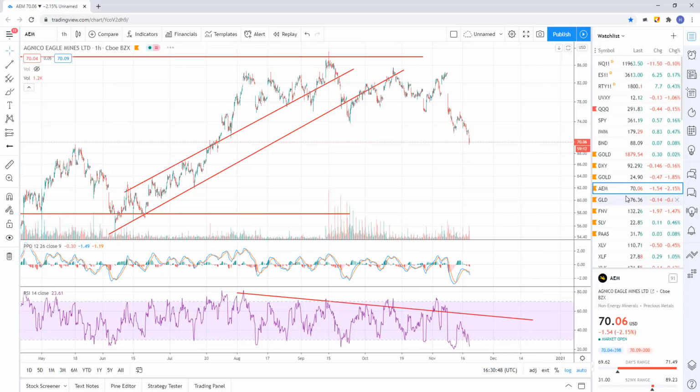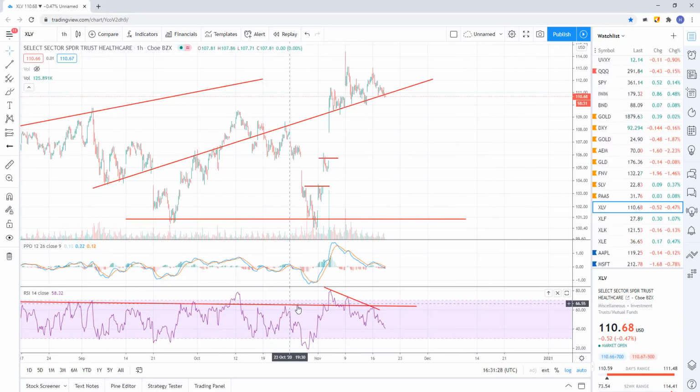Agnico Eagle, you can see selling off, really just downtrending. So again, what we'll be looking for is bullish divergences to start to show up in these miners once we get that sell-off in gold. And that's what I'm expecting.